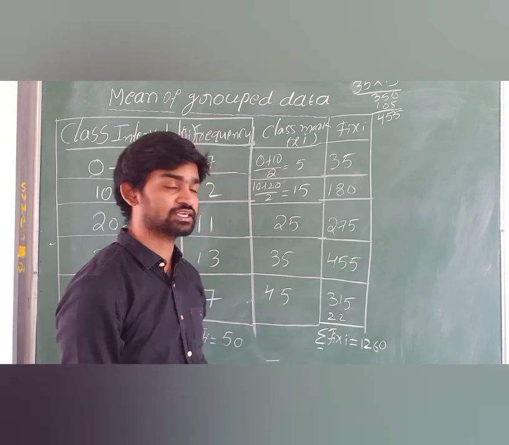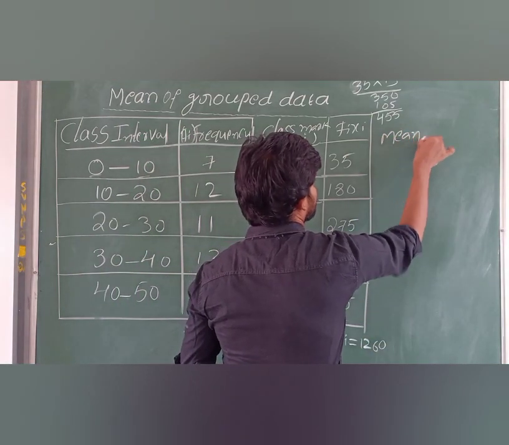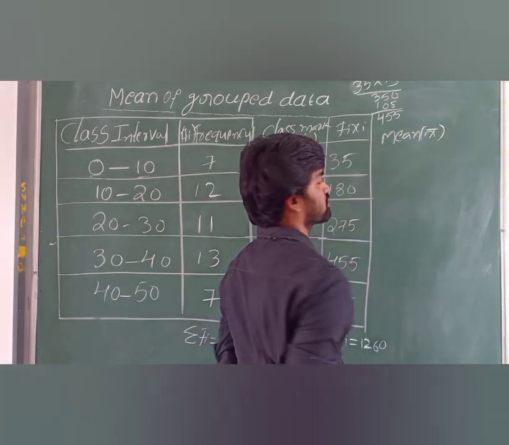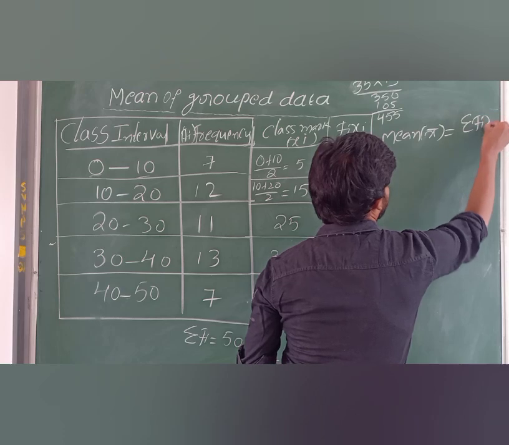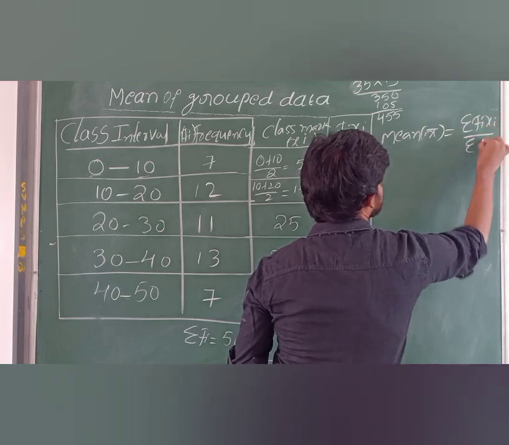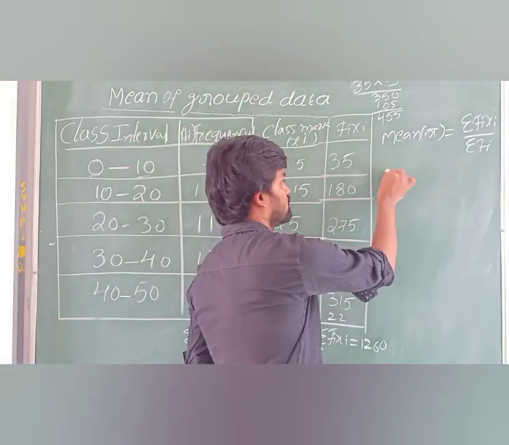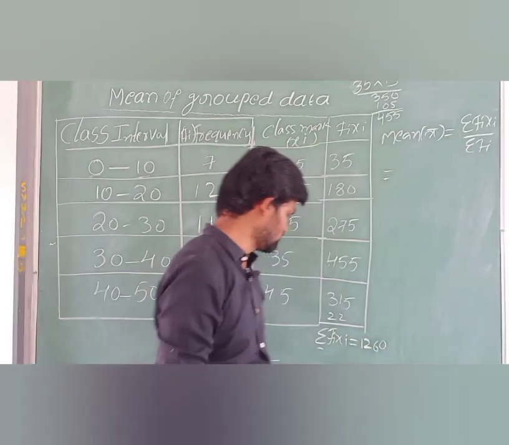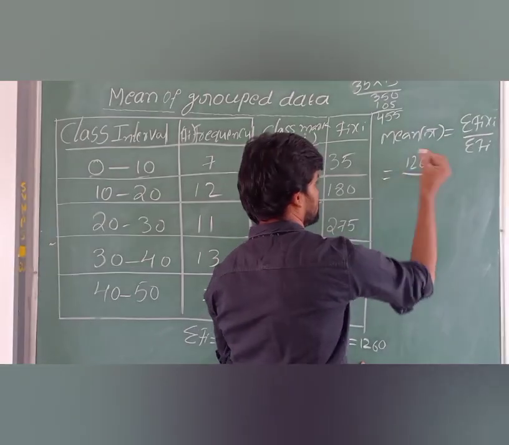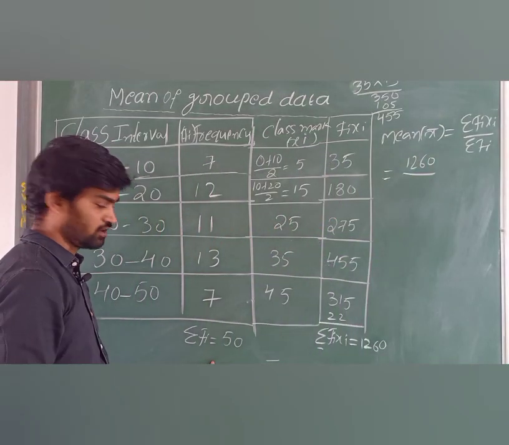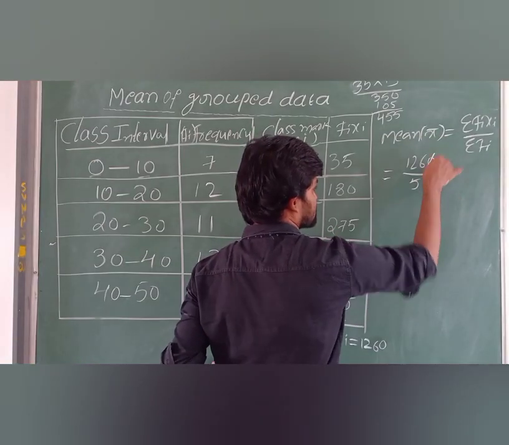Now the formula in direct method is: mean is nothing but x bar. Formula is sigma Fi xi by sigma Fi. So this is the direct formula. Sigma Fi xi value we got 1260. So 1260 divided by sigma Fi we already got. What is that? 50. So write 50 here. 0 gets cancelled.